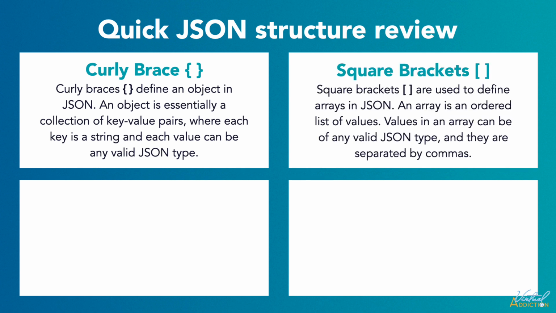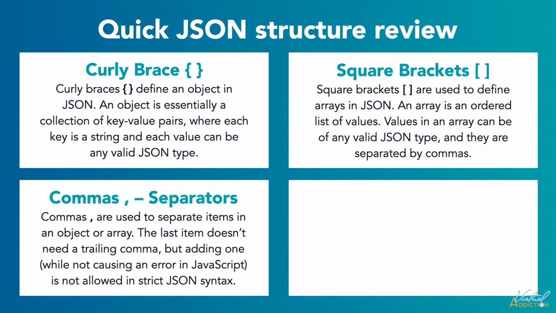Square brackets are used for array notation. This is how we define arrays in a JSON file. An array is an ordered list of values. Values in an array can be of any valid JSON type, and they are separated by commas. We use commas as separators. This is how we separate items in an object or an array. The last item does not need a trailing comma, but adding one, while not causing an error in JavaScript, is not allowed in strict JSON syntax.